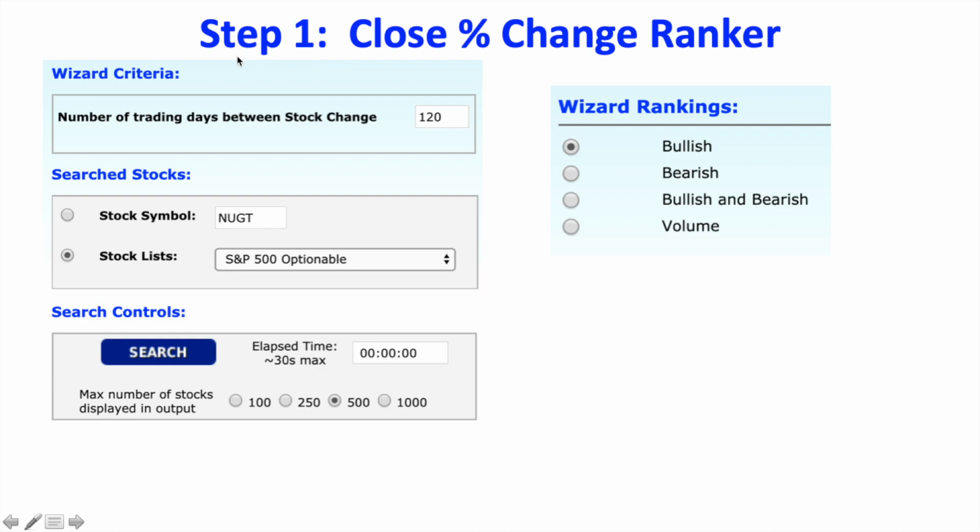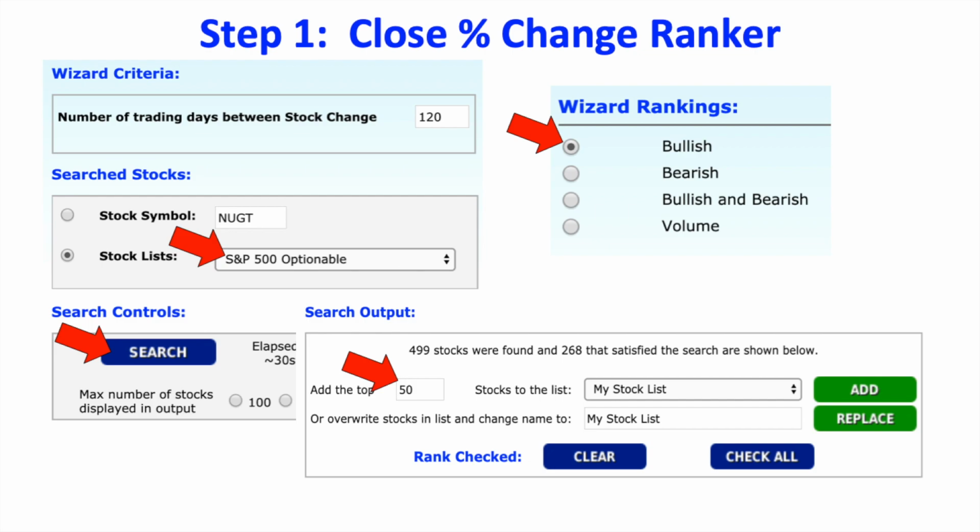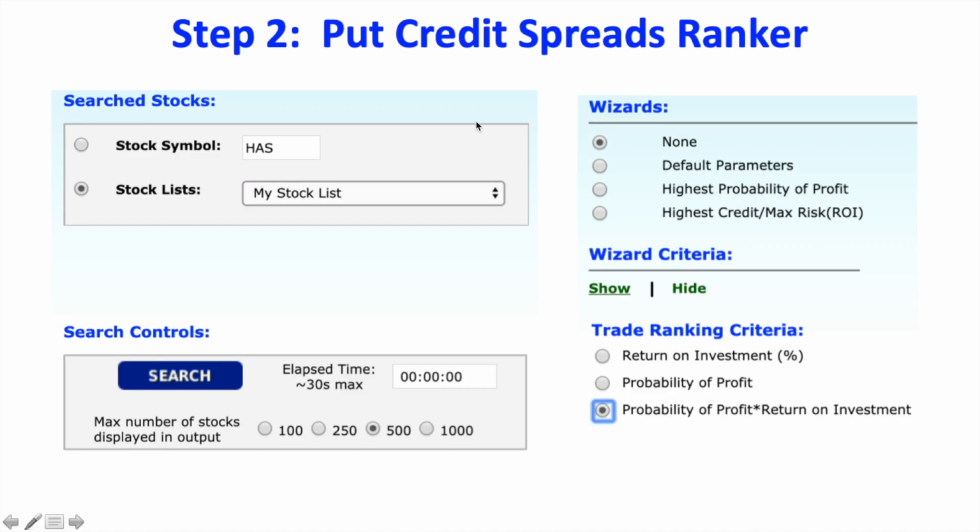Here's what we did to find that opportunity. In step one, we used the close percent change ranker. We left pretty much everything the same. We did change the stock list to use the S&P 500. We selected bullish, we clicked search, and then we saved the top 50 of those most bullish stocks into my stock list by clicking replace. And then we took my stock list and we used it in step two using the put credit spreads ranker. We popped my stock list under stock lists. We selected probability of profit times return on investment, and we clicked search, and we then moved through our results looking for those that had the best open interest, at least 100 on both legs.